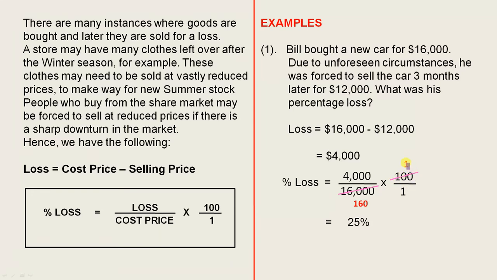100 into 100 goes once. 100 into 16,000 goes 160 times. So we're left with 4,000 over 160, and when we cancel that down, we get 25%. So the percentage loss was 25%.